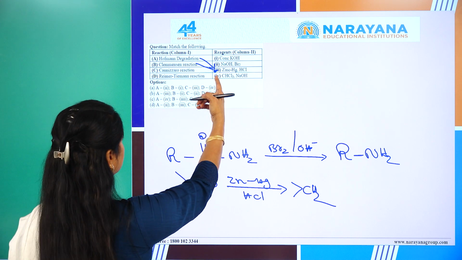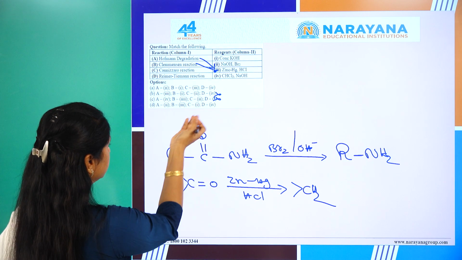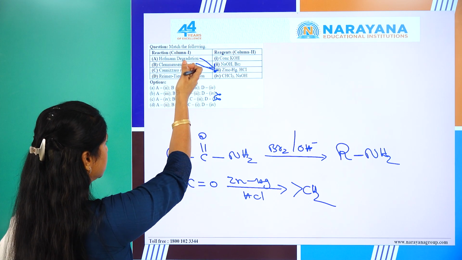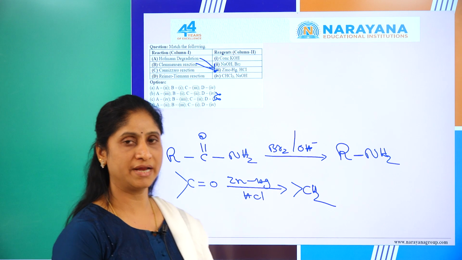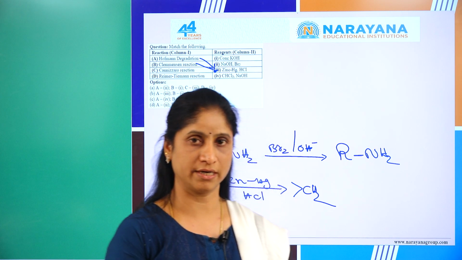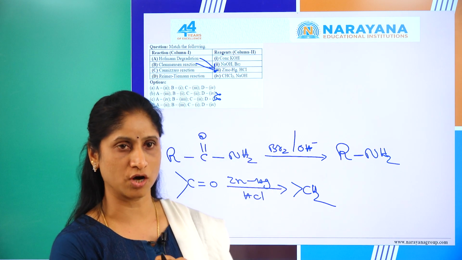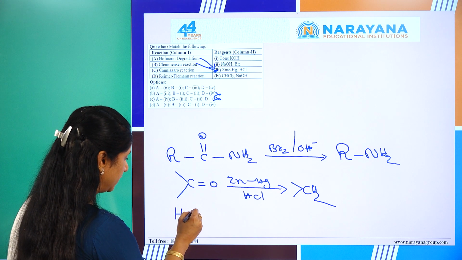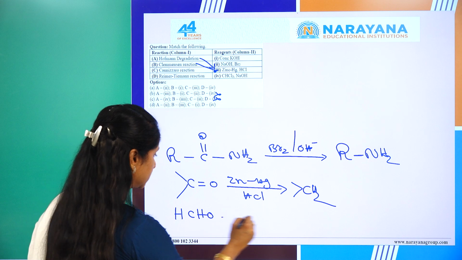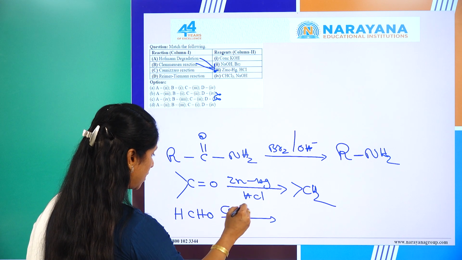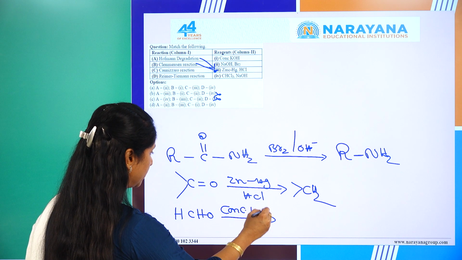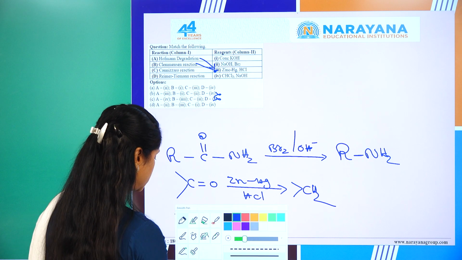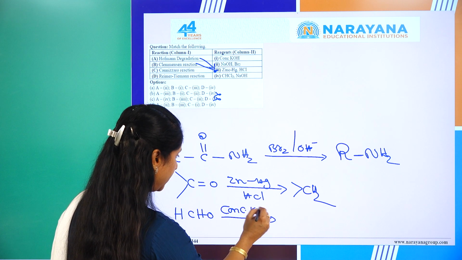So I can match with 3. Okay, that itself gives you the answer as D. Of course, let us see the Cannizzaro reaction. The Cannizzaro reaction is given by aldehydes without alpha hydrogen in presence of concentrated alkali. For example, if I am taking formaldehyde, it undergoes disproportionation in presence of concentrated alkali. So I am looking for a concentrated NaOH or KOH. Observe here, concentrated KOH.